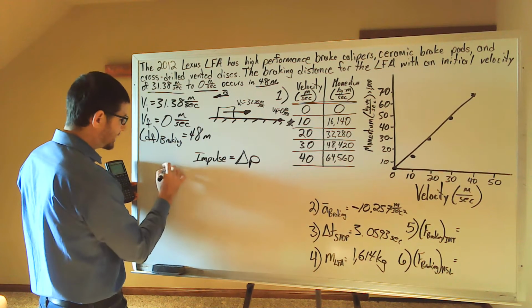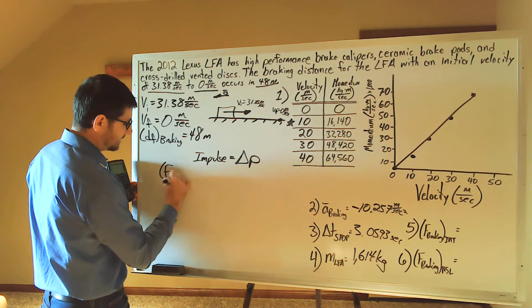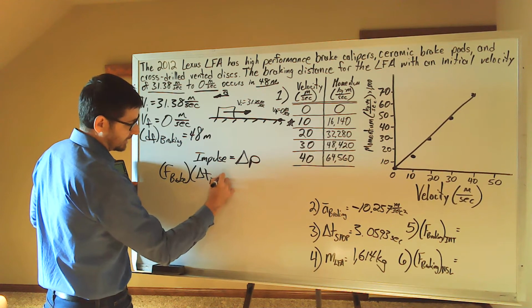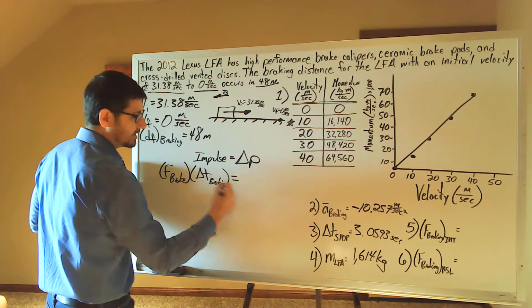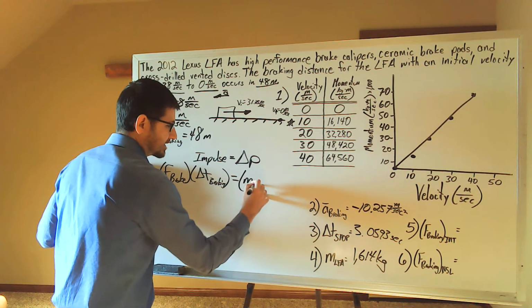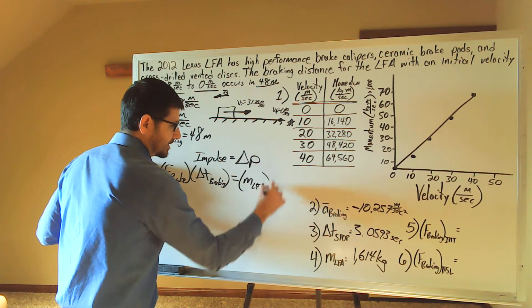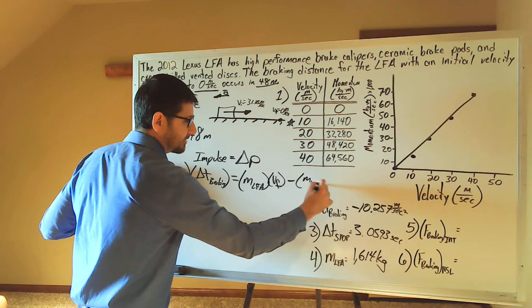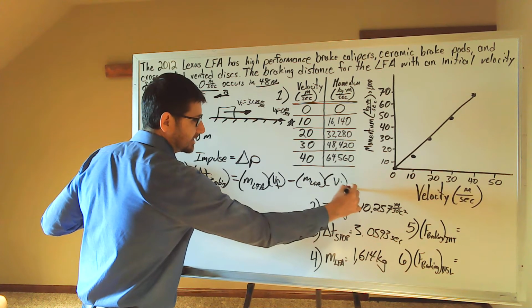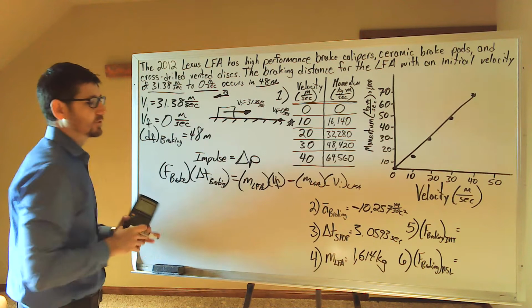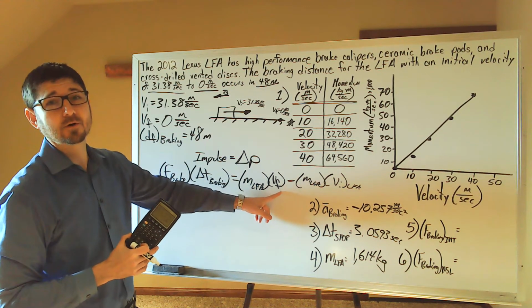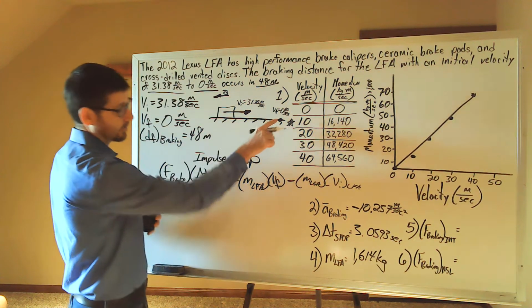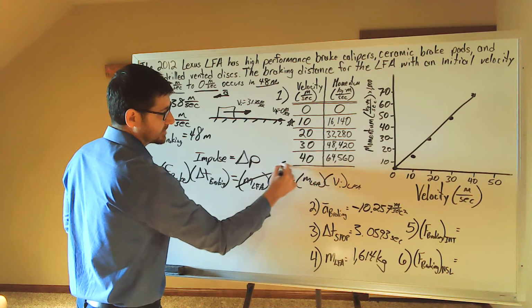So what we have here is our braking force multiplied by the time interval of braking is equal to the mass of the LFA times the final velocity of the LFA minus the mass of the LFA times the initial velocity of the LFA. Now, you know that the final velocity of the car is 0 meters per second. Remember, they gave that to us because the car comes to a stop right here. So this is going to be 0.